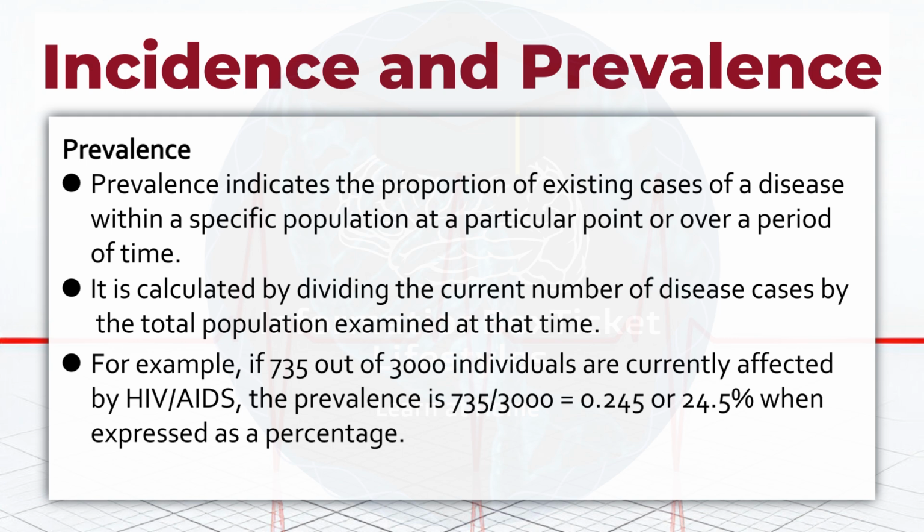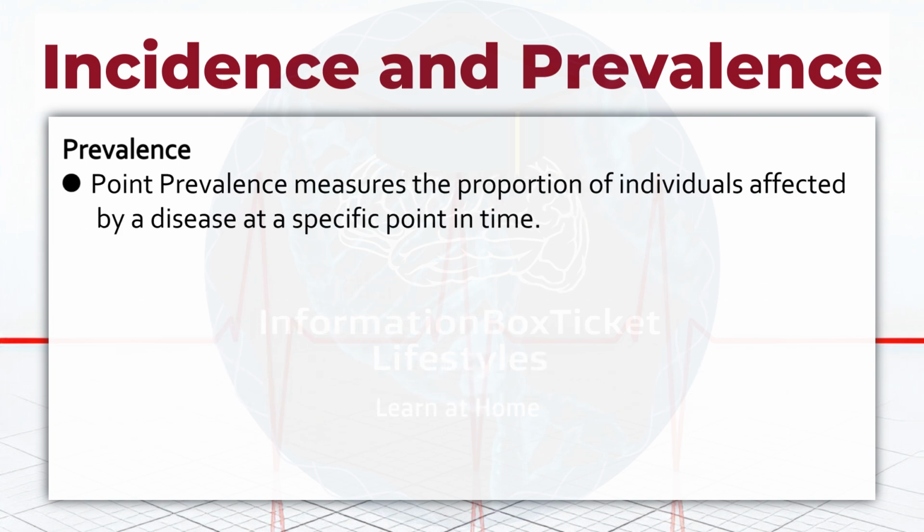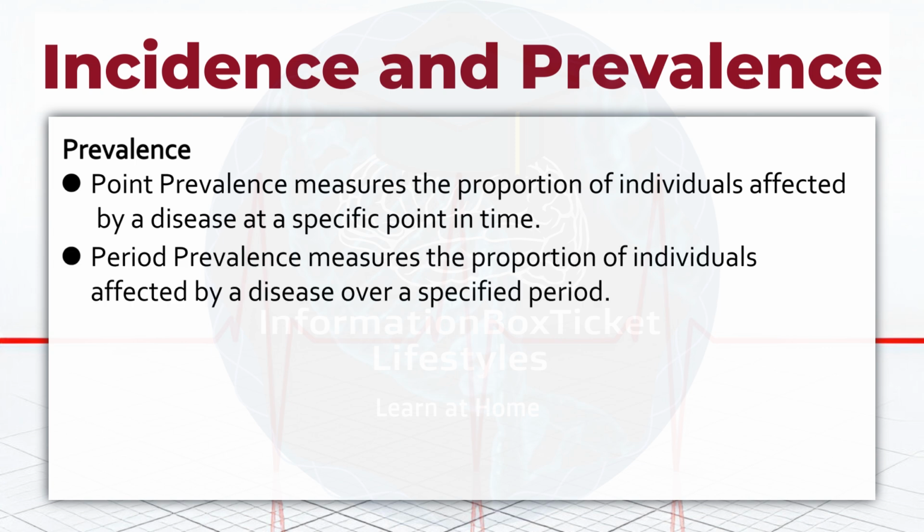735/3,000 equals 0.245, or 24.5% when expressed as a percentage. Point prevalence measures the proportion of individuals affected by a disease at a specific point in time. Period prevalence measures the proportion of individuals affected by a disease over a specified period.